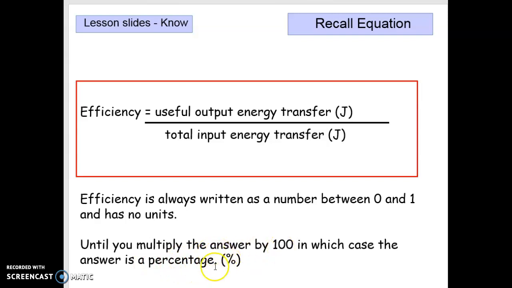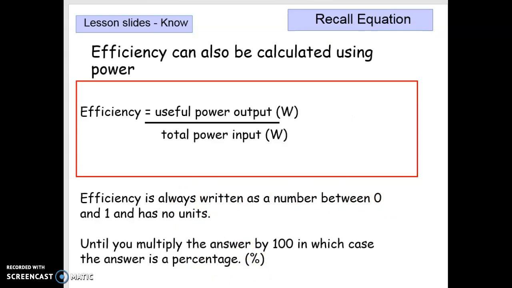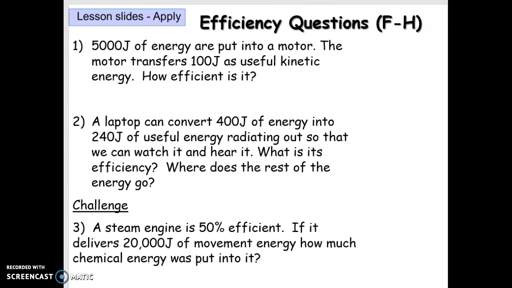So if you multiply your answer by 100, then you will have a percent. But if you've left it as a number between 0 and 1, then you don't have any units, and that's a bit unusual in physics. Okay, so the other way of writing it is using power, but again, it's the same thing. Useful power output divided by total power input. Okay? All right, let's practice some.